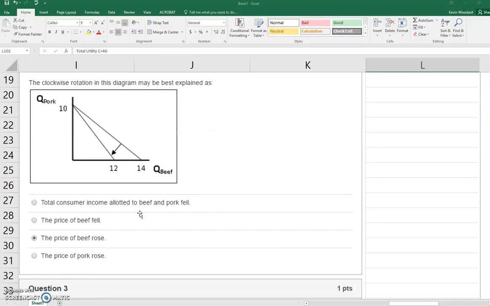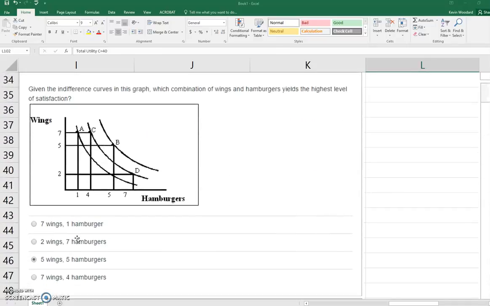In question 2, the clockwise rotation in the diagram is best explained by, in this case, the pork prices. The price for pork stays constant, so we're going to buy the same amount of pork for our budget. But in this case, we went from 14 units to 12 units of beef. That means that we're unable to get those extra 2 units because it's more expensive. So the price of beef went up.